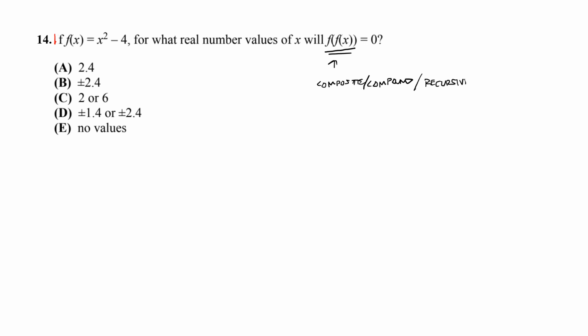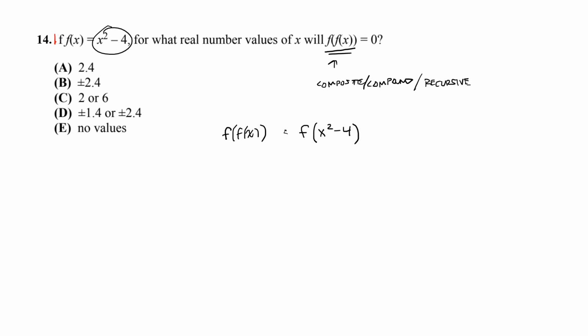It's when a function uses itself again, okay? So it's asking us, when will this equal 0? So we're looking at f of f of x. Let's plug in f of x. So we're looking at what is f of x squared minus 4.